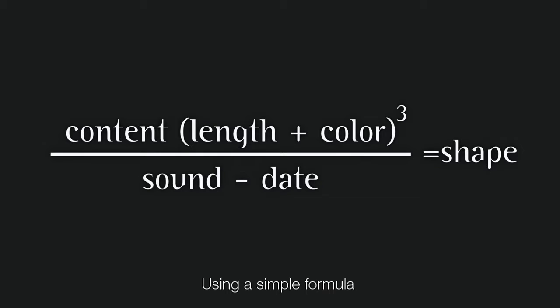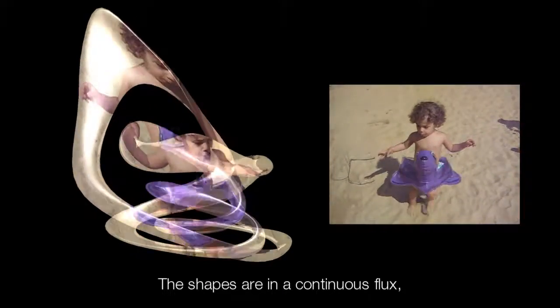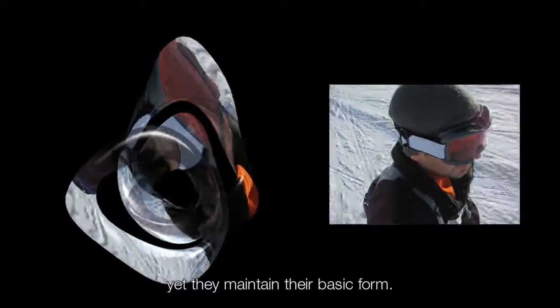Using a simple formula, we generate an abstract shape for each video in our archive. The shapes are in a continuous flux, yet they maintain their basic form.